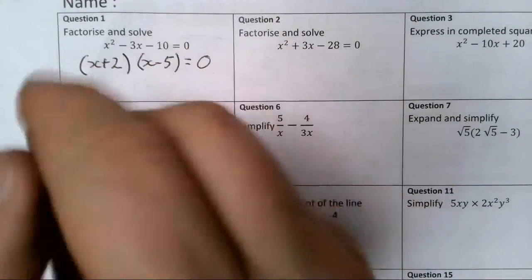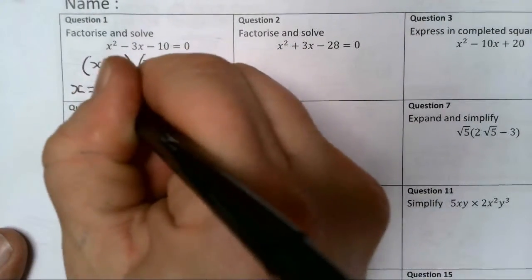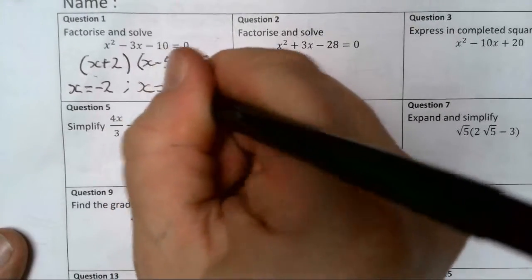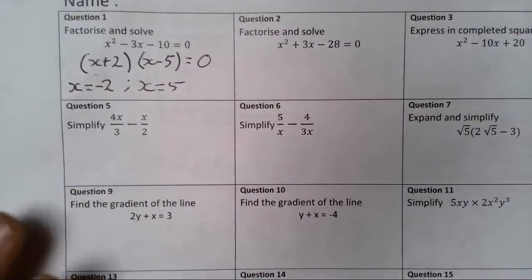So then I would need to solve it. So x is equal to minus 2, because that makes this bracket equal to 0, and x is equal to 5, because that makes that bracket 0.